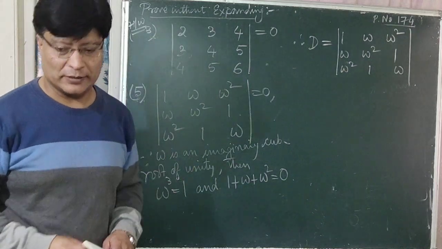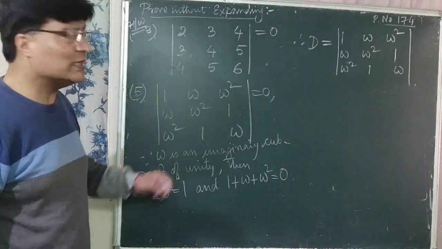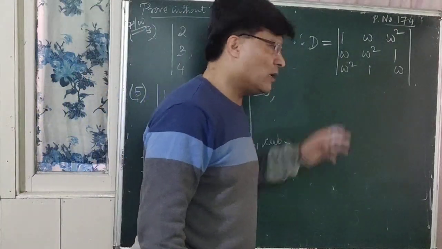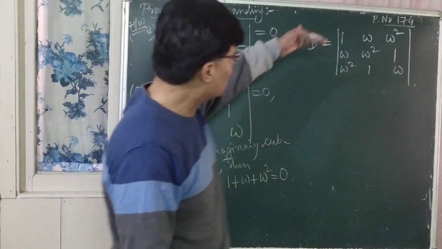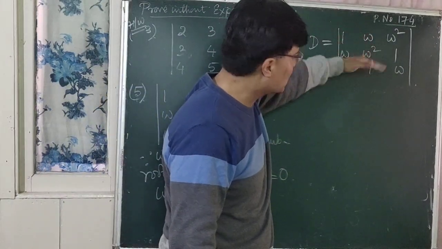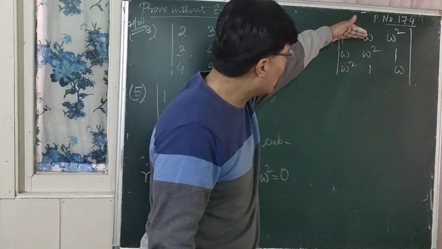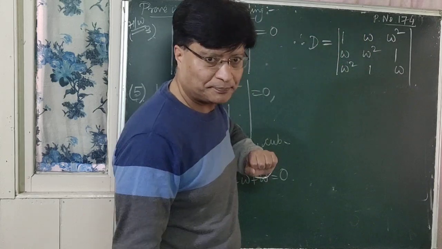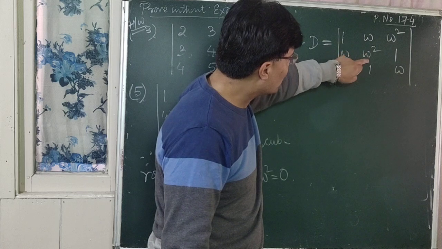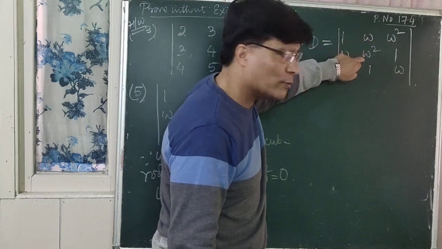You have to use the property here, right? So now in this case you have to use property number 5. What does it say, property number 5? That is, if you write R1 plus R2 plus R3, let us see what happens. R1 plus R2 plus R3, okay? 1 plus omega plus omega square. This is omega plus omega square plus 1. That means 1 plus omega plus omega square.